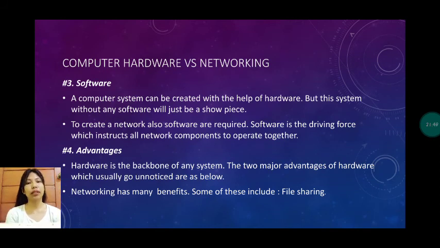Computer hardware versus networking. Software. A computer system can be created with the help of hardware, but this system without any software will just be a showpiece. To create a network, software is also required. Software is the driving force which instructs all network components to operate together. For number 4, the advantage. Hardware is the backbone of any system. The two major advantages of hardware, which usually go unnoticed, are as below. Networking has many benefits. Some of these include file sharing.